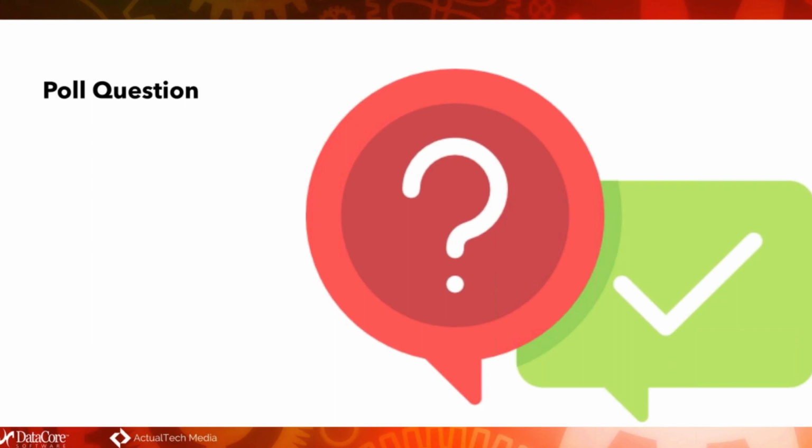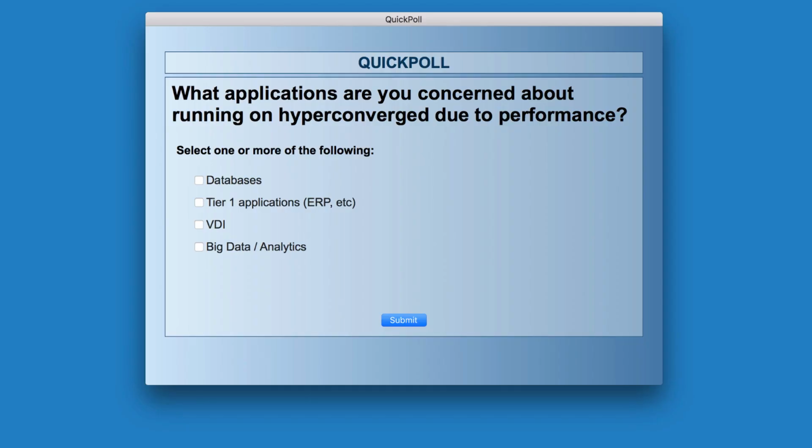And before I turn over to Sushant, we've got one more poll question for you, and that's the last one. When we think about the types of applications you're concerned about running on hyperconverged infrastructure, what are you concerned about when it comes to performance? If you were thinking about a database, does it concern you to operate those in that type of environment? Tier 1 applications like an ERP, VDI, or an analytics application. And Sushant, what do you think is going to win the day here?